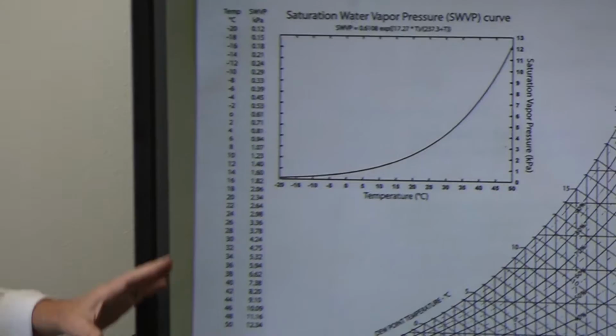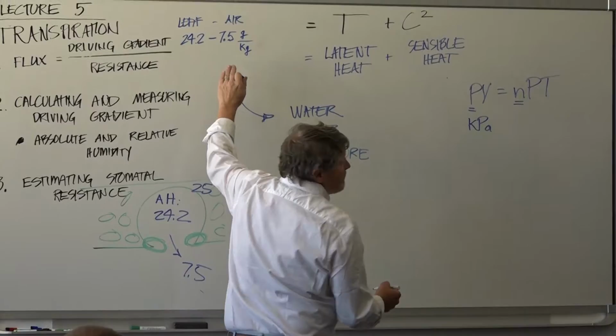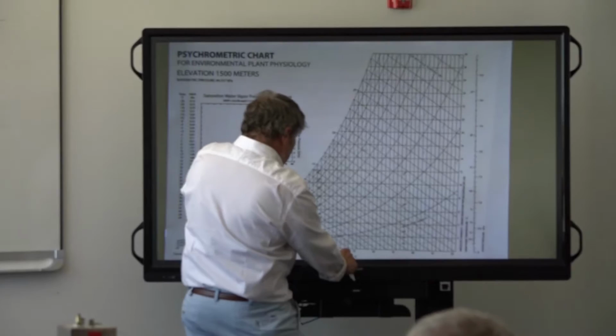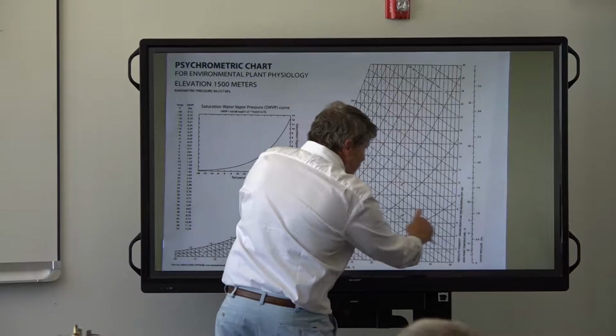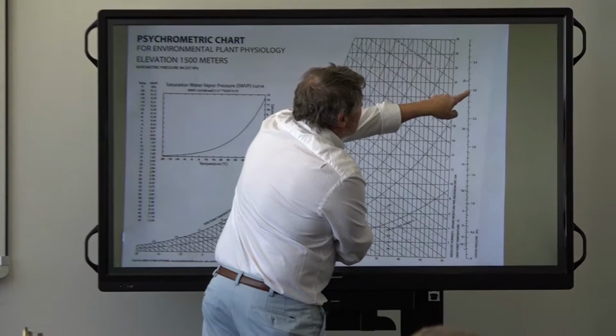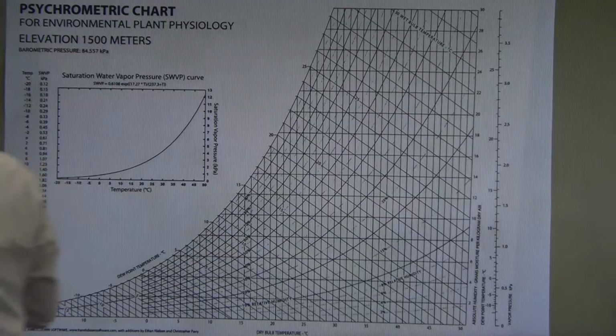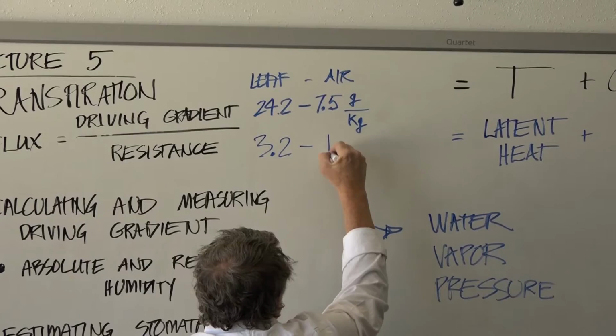So we get, I'm gonna estimate this. Well, we don't even have to estimate. We can do it pretty fast. 25, 30, right here. I go across, I'm getting about 1 kilopascal. That's the vapor pressure in this room. Now we go up here, 25, cross, and I get 3.2 minus 1. So now converting units, we have 3.2 minus 1, and now the units are kilopascals.